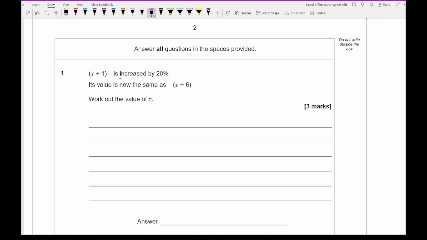Well, for this, whenever we are increasing something by 20%, what we do is we multiply that by 1.2. So what that means is 1.2 multiplied by x plus 1 is equal to x plus 6. So if I expand the brackets, I end up with 1.2x plus 1.2 equals x plus 6.